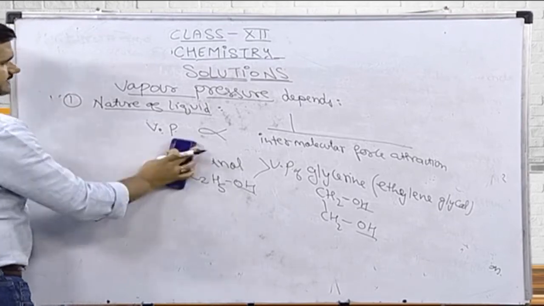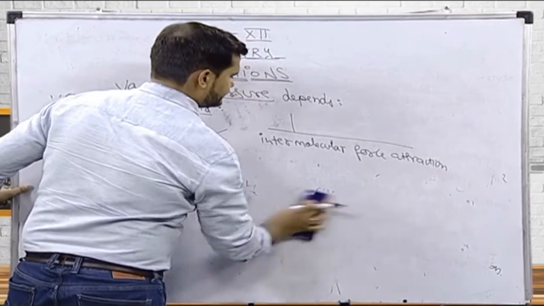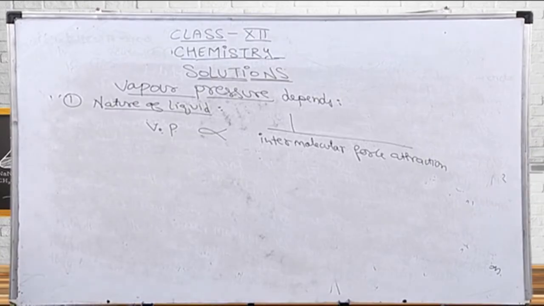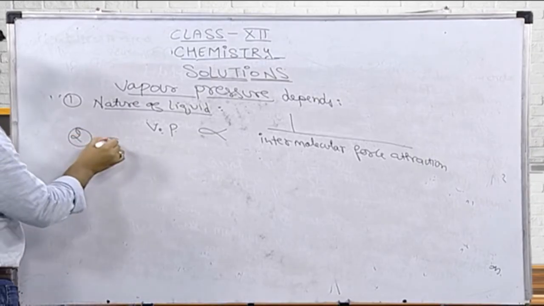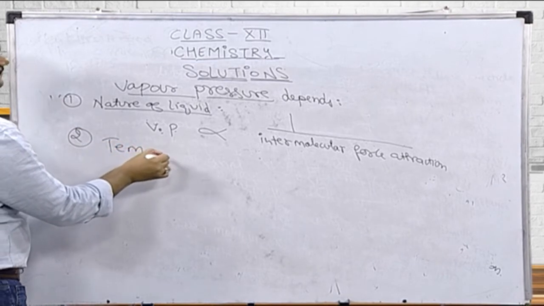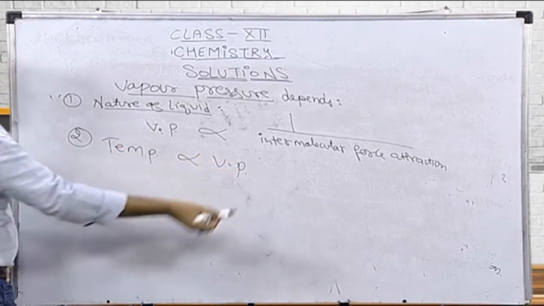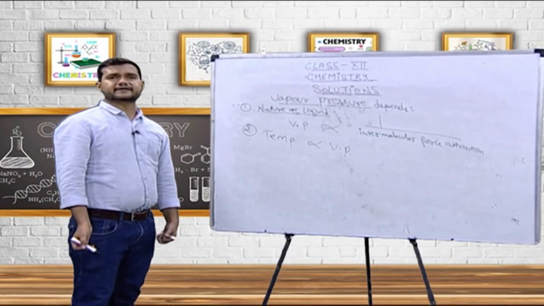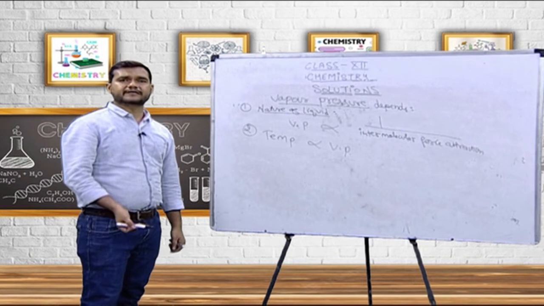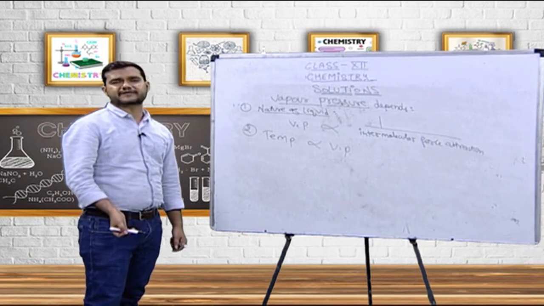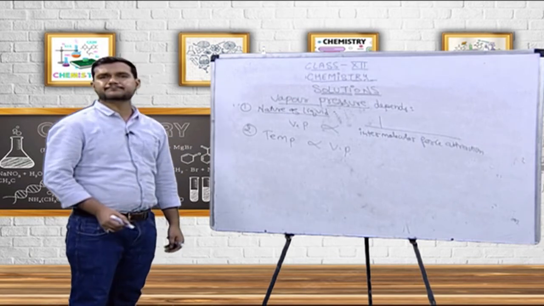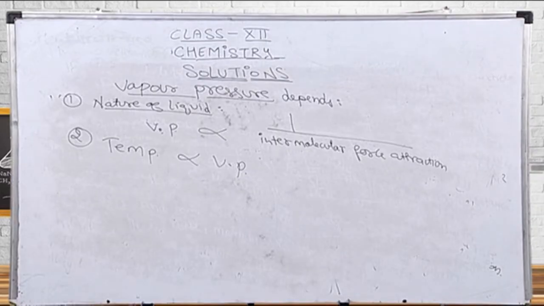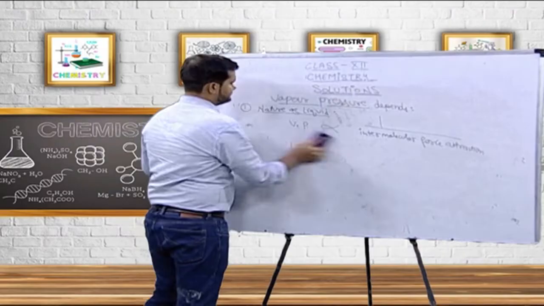The second factor is temperature. Vapor pressure is directly proportional to temperature, because when we increase temperature, the molecules acquire more kinetic energy, and they can easily break the force of attraction of neighboring molecules and escape. Clear? So vapor pressure is directly proportional to temperature.